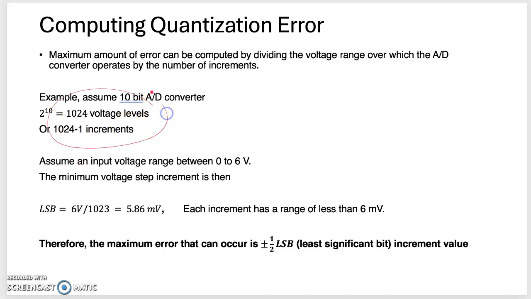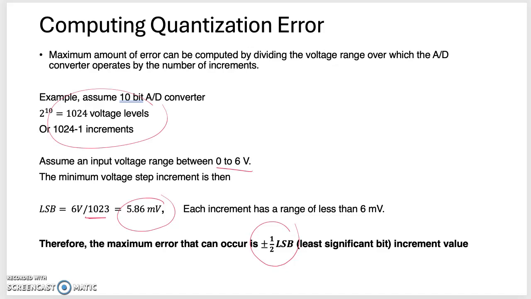Okay, so we talked about computing quantization error. We assume a 10-bit A to D converter, so we have 2 to the 10, 1024 voltage levels or 1023 increments. Assume an input voltage range between 0 to 6 volts. Therefore, the minimum voltage step increment is 6 volts divided by these increments, so we will get 5.86 millivolts for each increment. Therefore, the maximum error that can occur will be half of the LSB value.